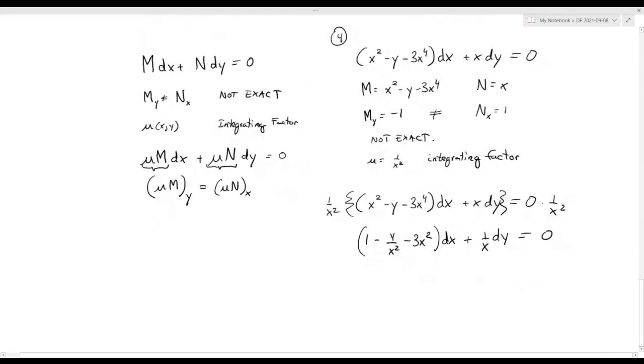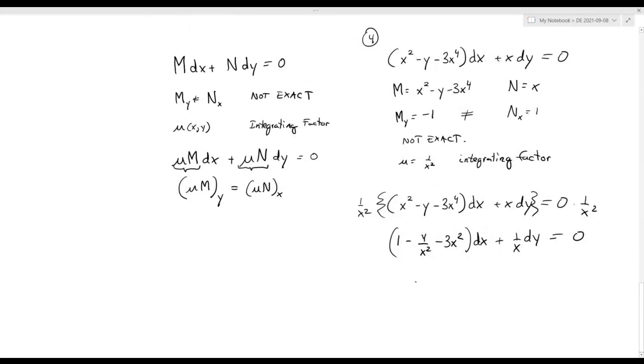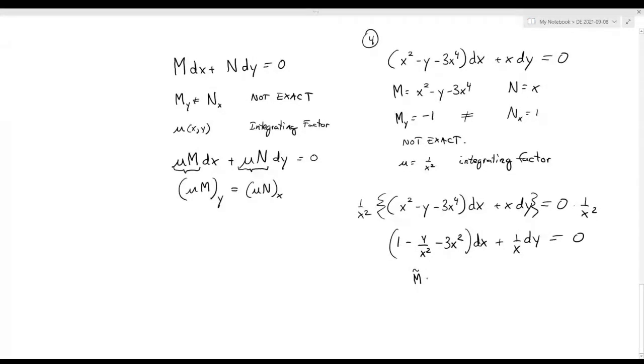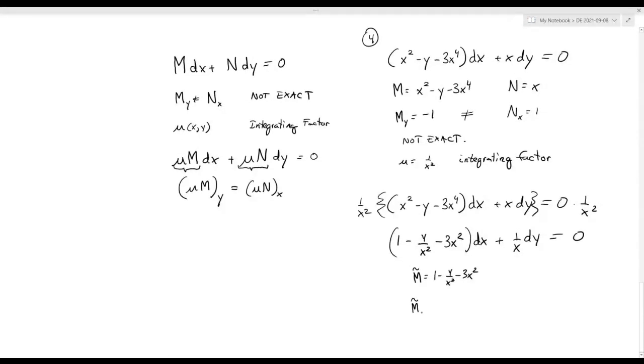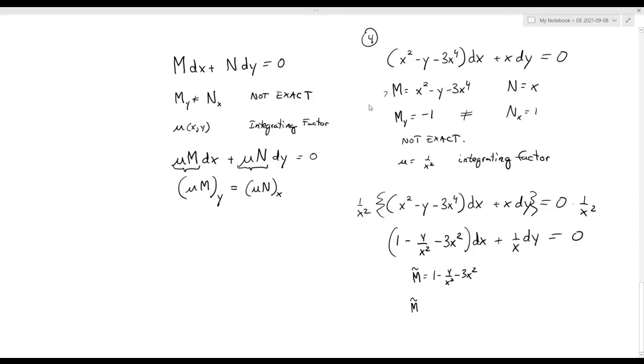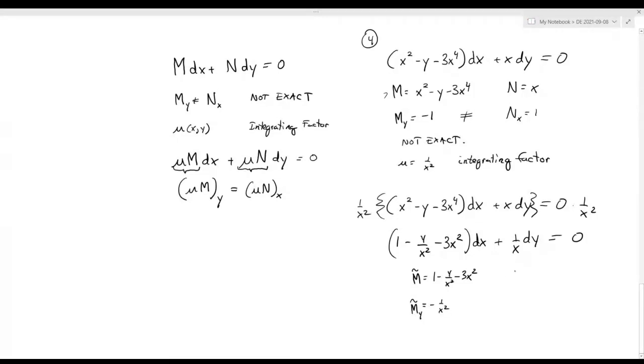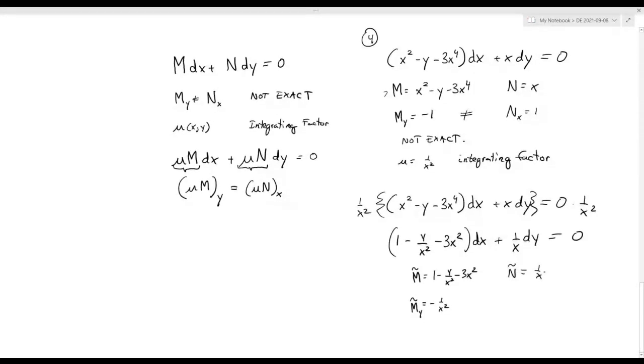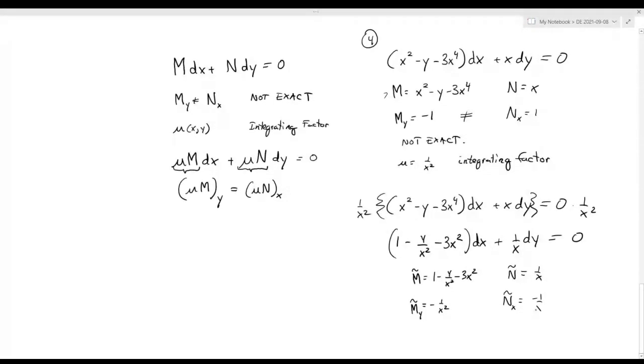All right, so now let's check. So our new m, let's just call this m tilde. I'm just using a tilde on the m to distinguish it from the original m. No big deal. You can call it m again if you'd like, if that doesn't throw you off. So we're going to differentiate m tilde with respect to y. So n tilde, if you will, is 1 over x. So the derivative of n tilde with respect to x would be negative 1 over x squared. So indeed, these are now equal.